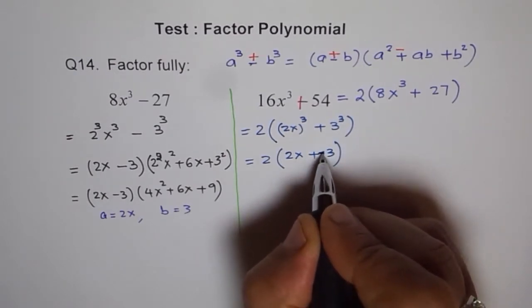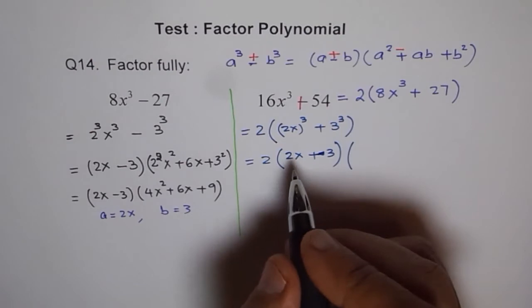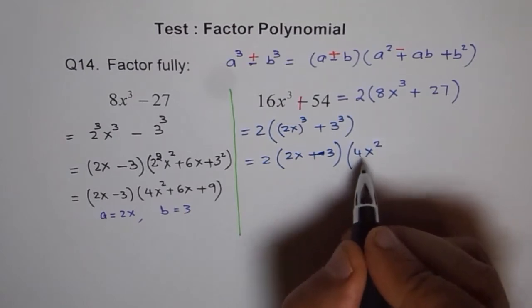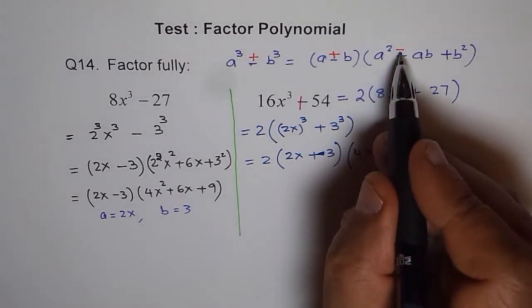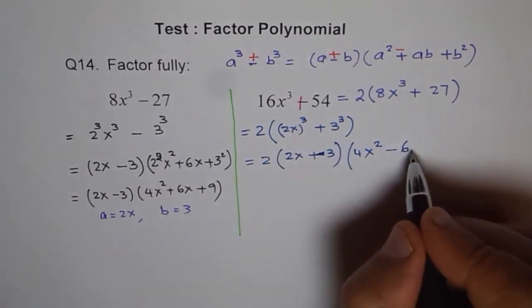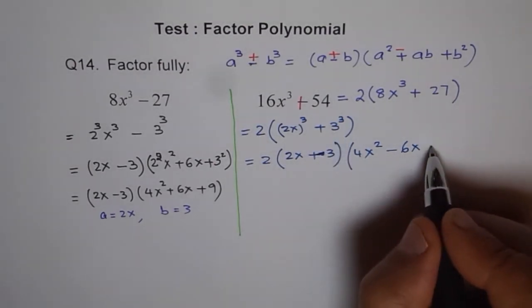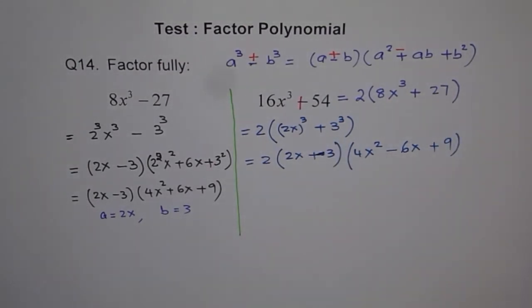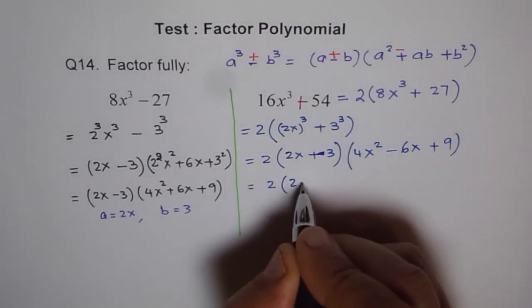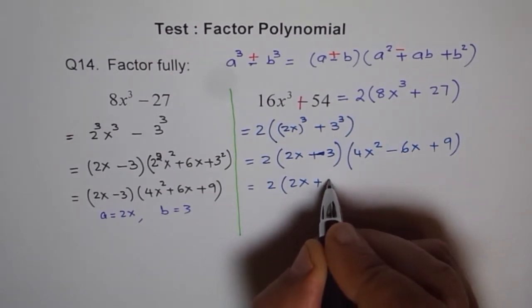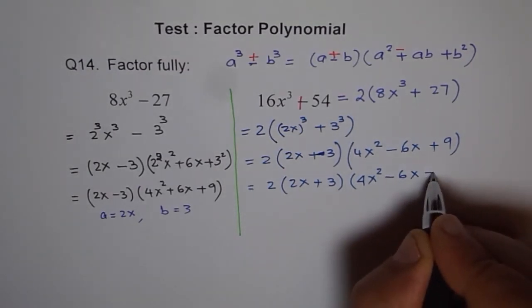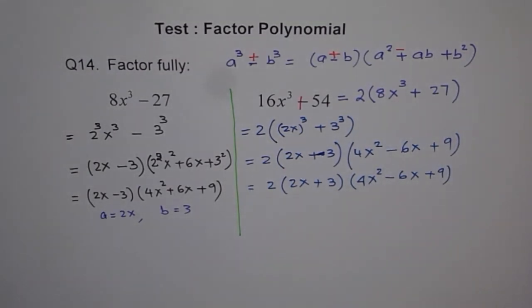2x plus 3 times a square. A square is this square. What is square of 2? 4. And x square, a square. Now when you write plus here, then minus this time. Minus. Multiply these two terms. 3 times 2 is 6x, plus 3 square, which is 9. You see, you get your answer. Right? Let me write it neatly, which is equal to 2 times 2x plus 3 times 4x squared minus 6x plus 9. That's our final answer, right?